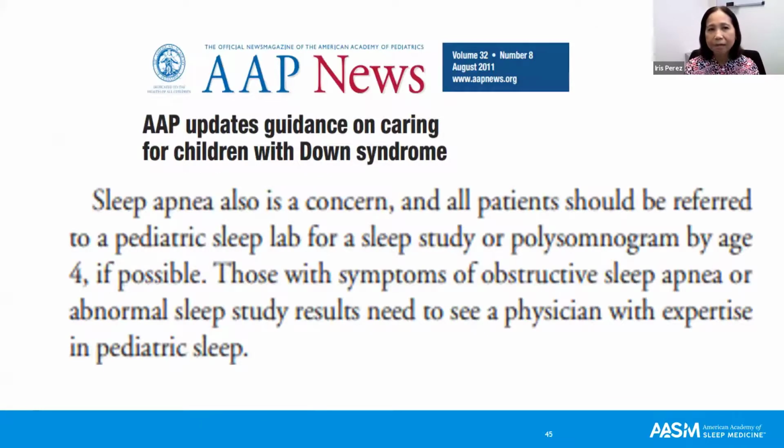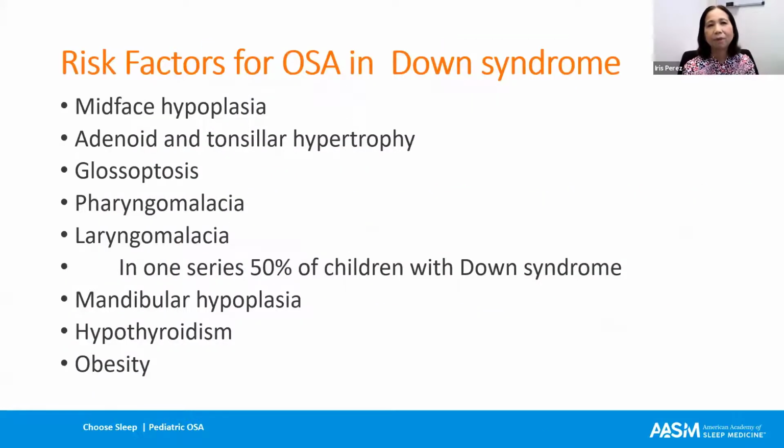Therefore, the American Academy of Pediatrics gave us this guidance that all patients with Down syndrome should have a sleep study by 4 years of age. So what are the risk factors for OSA in patients with Down syndrome? They have mid-face hypoplasia, adenoidal and tonsillar hypertrophy, a large tongue, and malacia like laryngomalacia due to their hypotonia. In one series, laryngomalacia occurs in about 50% of children with Down syndrome. They have mandibular hypoplasia, they can have hypothyroidism, and they may be obese.